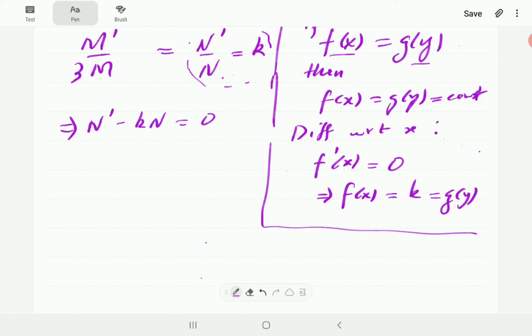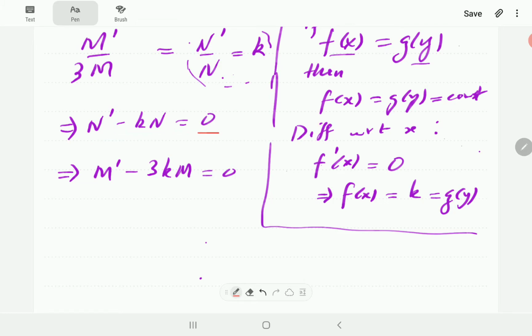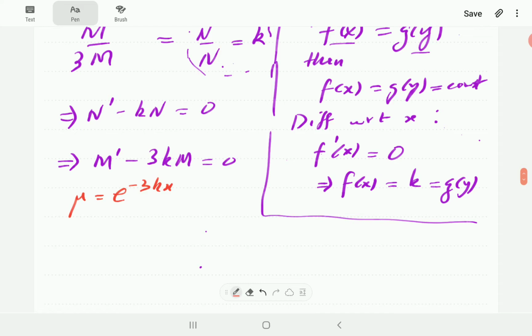And then the other one, we're going to have m prime minus 3km is equal to 0. Remember, this one is an ODE dependent on y. This one is an ODE dependent on x. This second one is linear. The integrating factor is going to be e to the minus 3kx. Again, you can check our video on integrating factors and linear ODEs to get yourself up to speed with this.